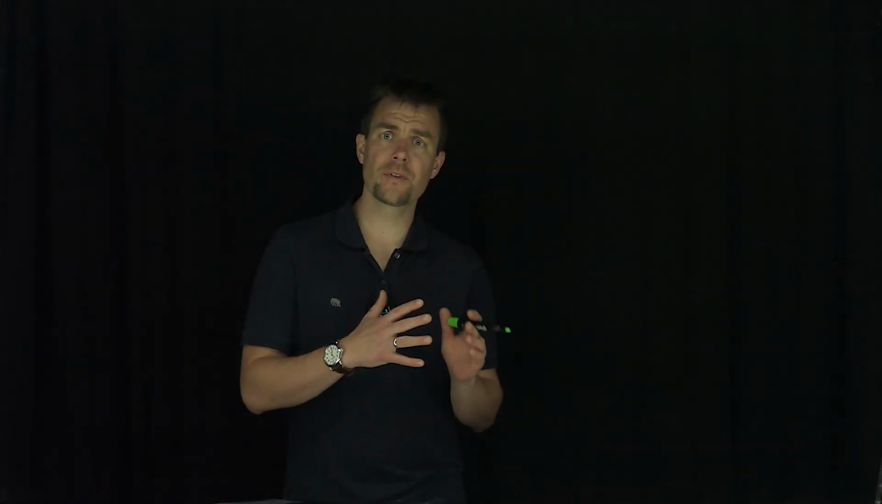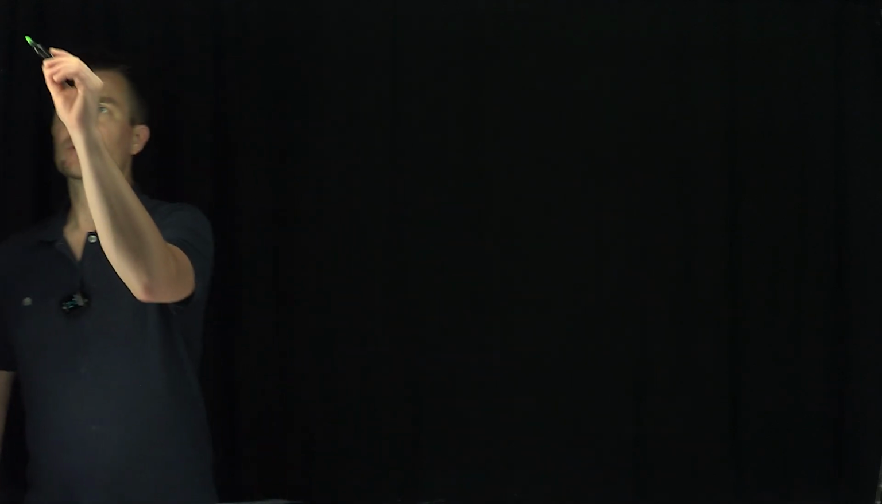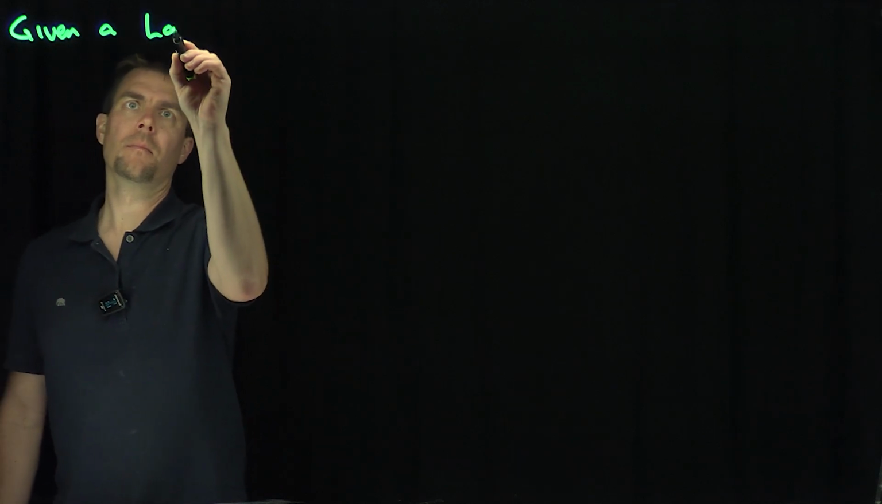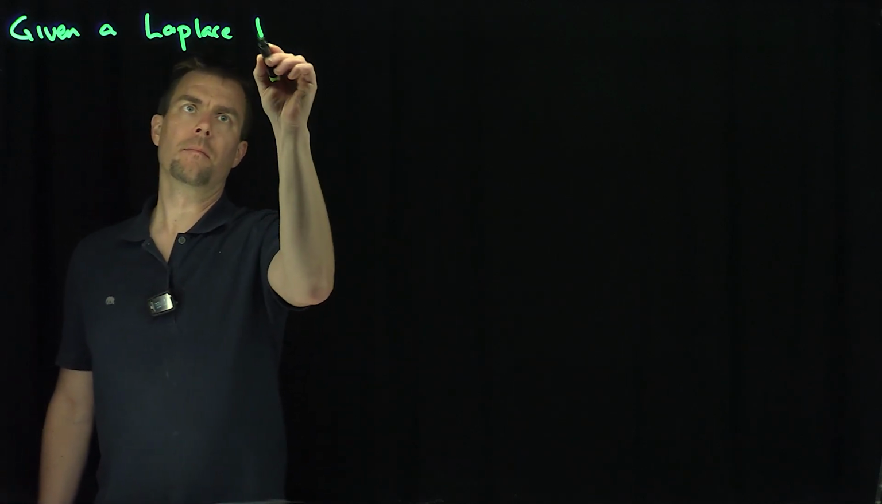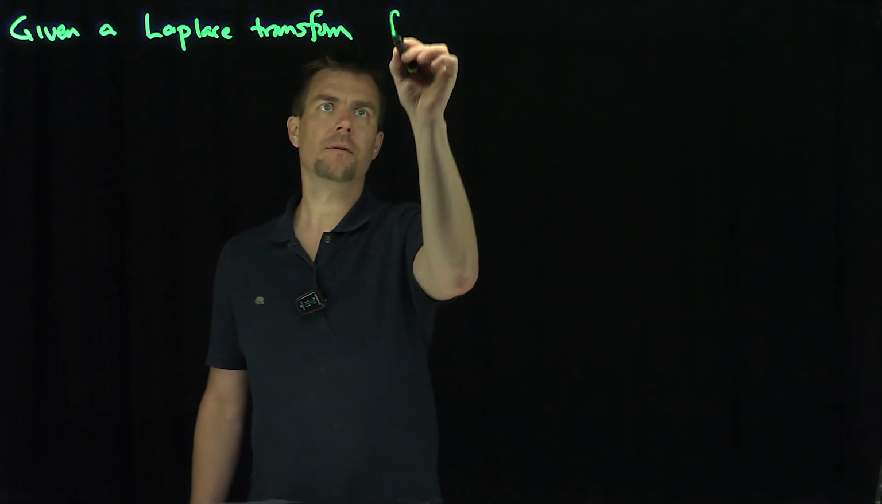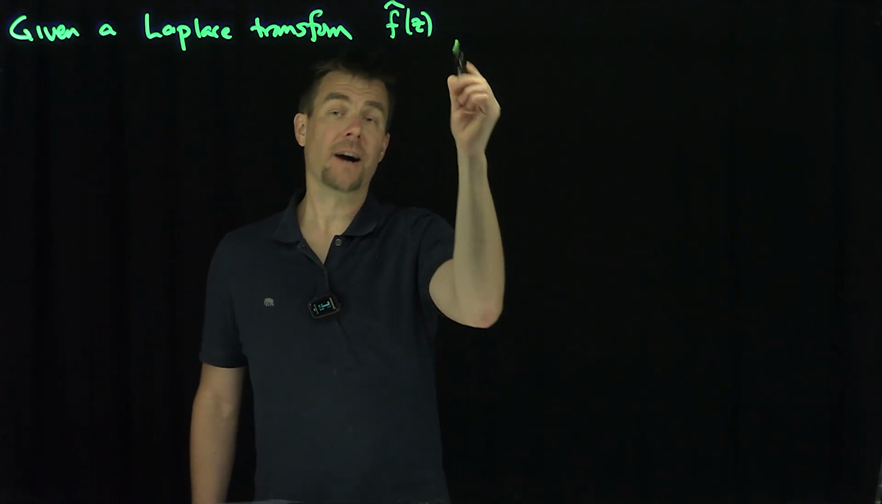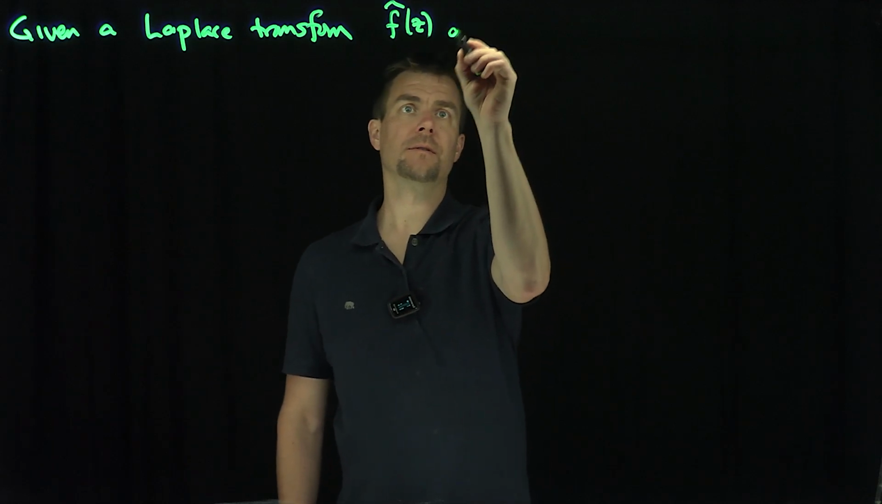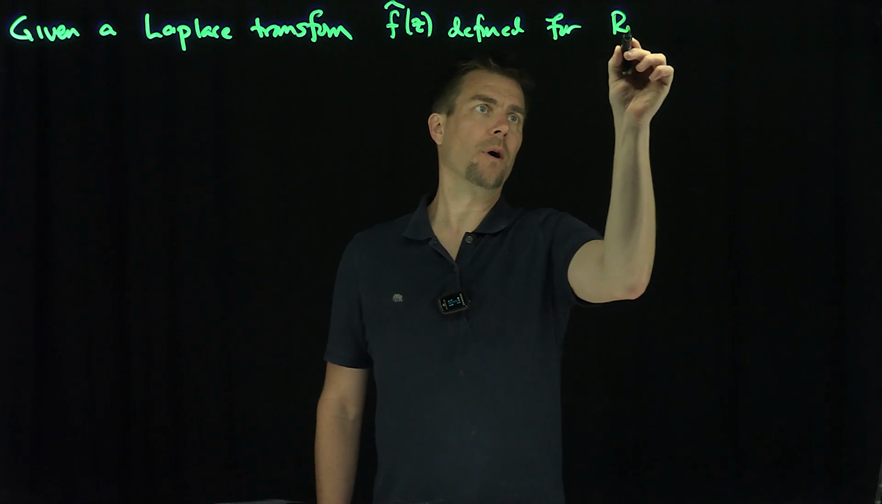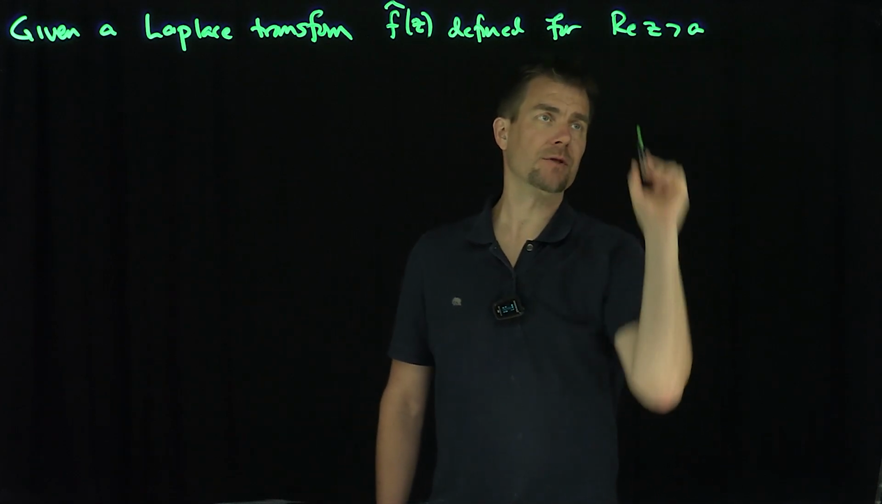Hello students, in this video we'll see how to evaluate Bromwich integrals in the case when the Laplace transform has a finite number of poles. So let's be given a Laplace transform, F tilde of z, defined in some right half space, defined for real part of z bigger than a, for some a greater than 0.